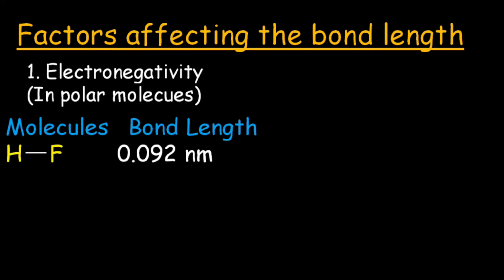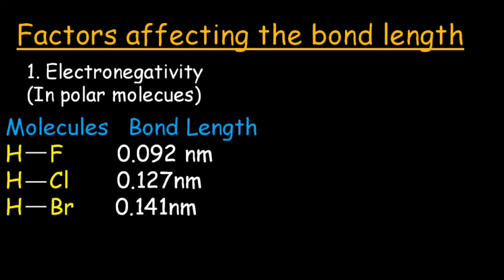For HF, it is 0.092 nanometer. For HCl, it is 0.127 nanometer. For HBr, it is 0.141 nanometer. And for HI, the bond length is 0.162 nanometer. Fluorine has the highest electronegativity, while iodine has the least.